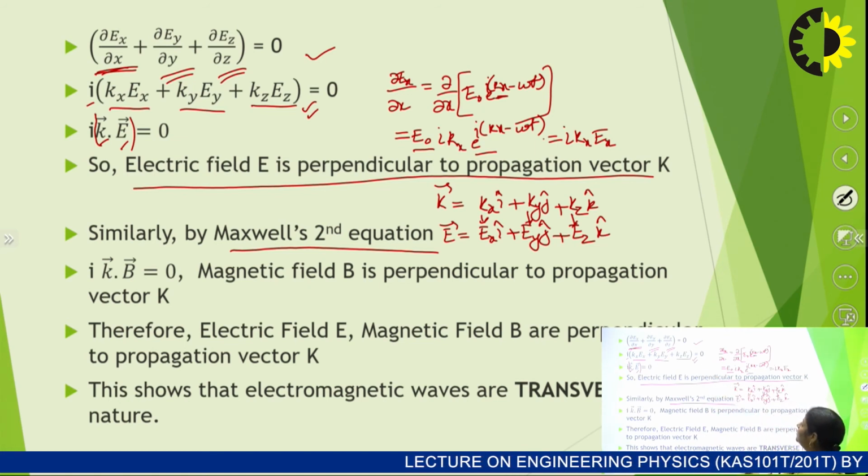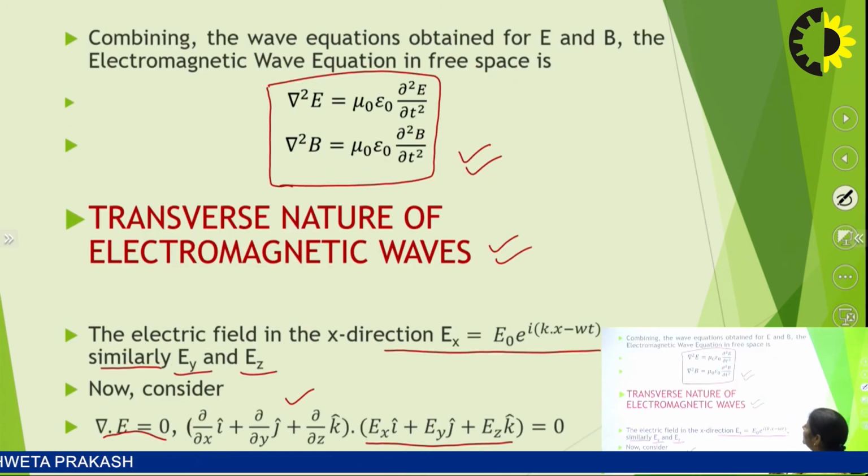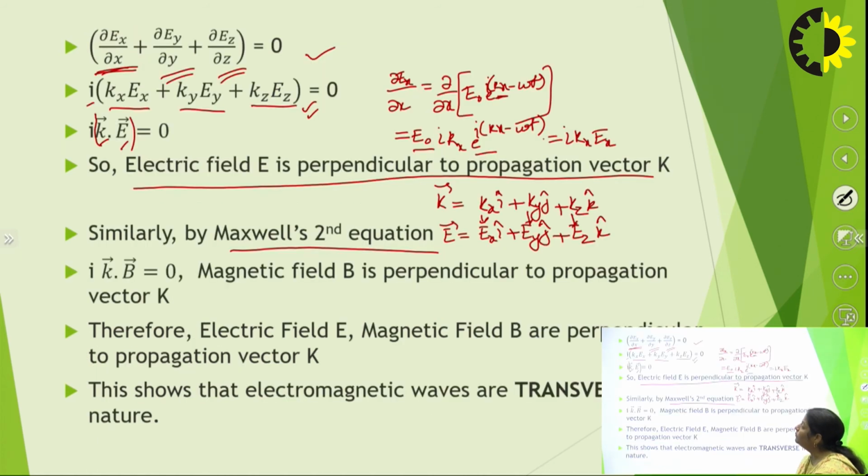Again, what happens? We have already mentioned that E and B, the electric field and the magnetic field, have the same nature. That means if E is showing the dependence on x and time like this, then B will also show the dependence on x and time like this. We can write the same thing for B also. So this whole thing will be applicable for B also.